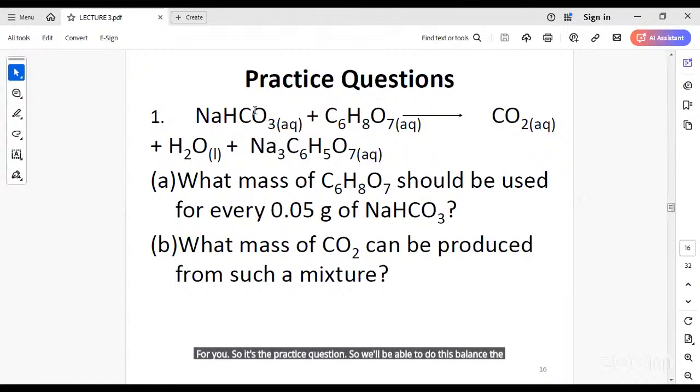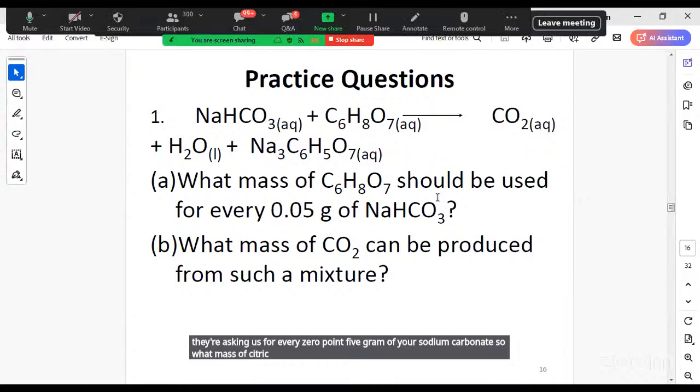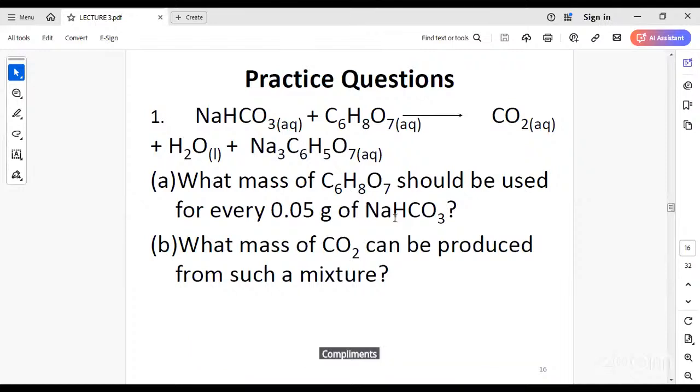So we got 252 grams of this reacting with this, but they're asking us for every 0.05 grams of your sodium hydrogen carbonate, what mass of citric acid should be used? So if you have 192 for 252, then 0.05 will give us what? So that is how to answer the question.